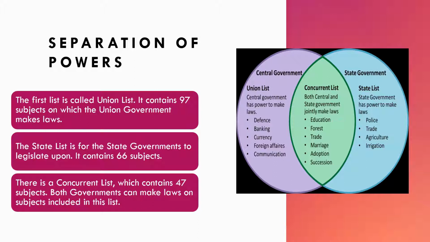Concurrent List. Both the central and state governments jointly make laws on topics like education, forest, trade, marriage, adoption, succession, employment, environment, economic and social planning, personal law, etc. So this is how the powers or authorities are divided separately, and there are some topics on which both the state and the union government can make laws, and this is how the functioning of the country takes place in a federal system.